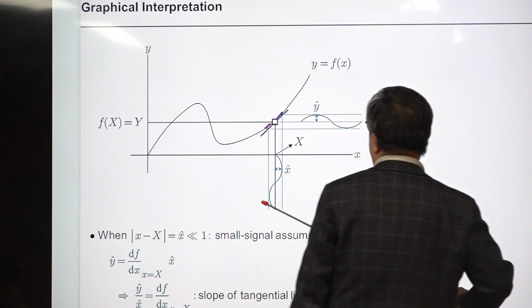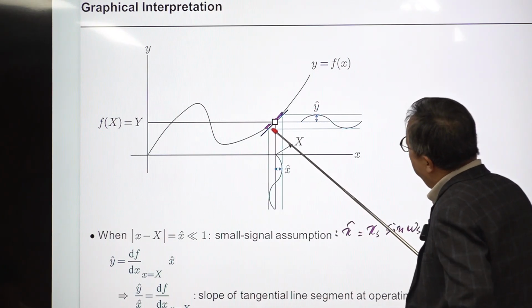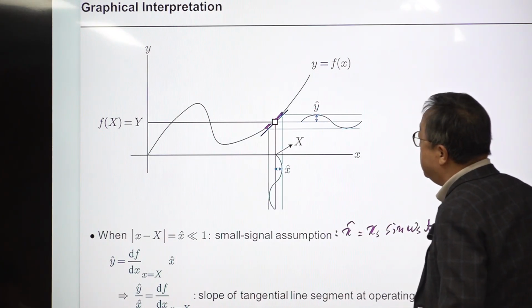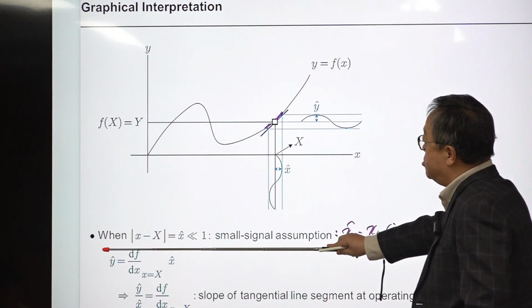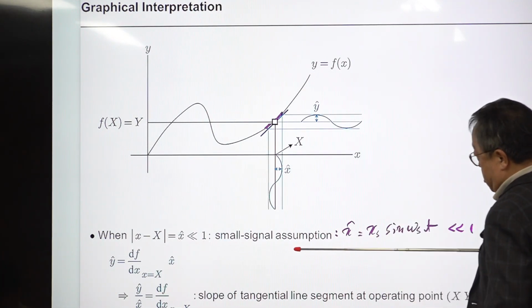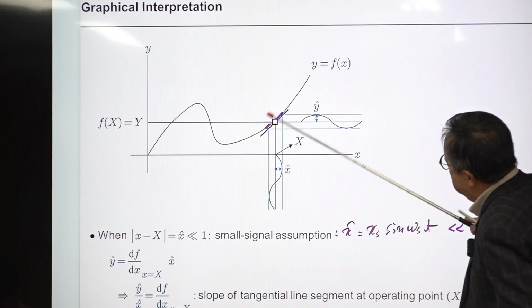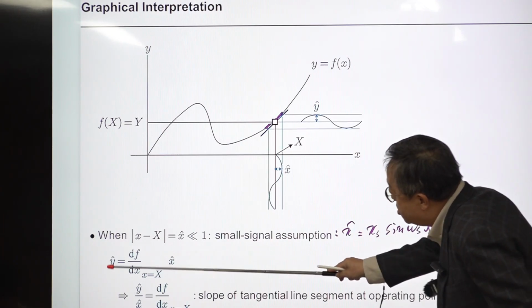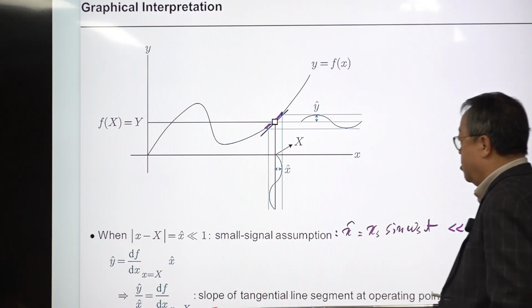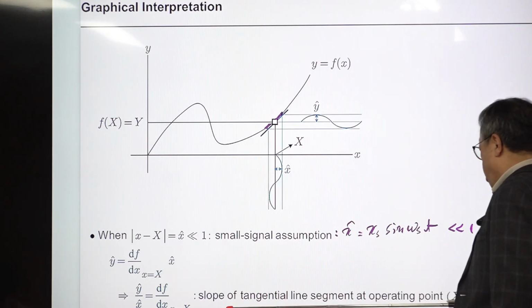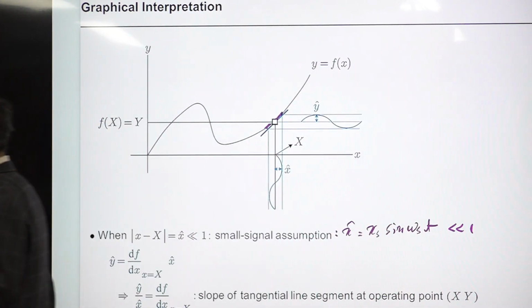Then this is the input, this is the output. So this is the slope at this particular point. So again, we need this small signal assumption. Then this is the slope at this point. And this is the slope of the tangential line segment at the operating point, X and Y. So the result of this is the same as the result of the Taylor series.